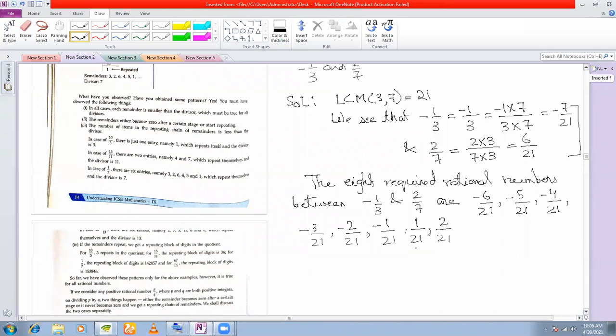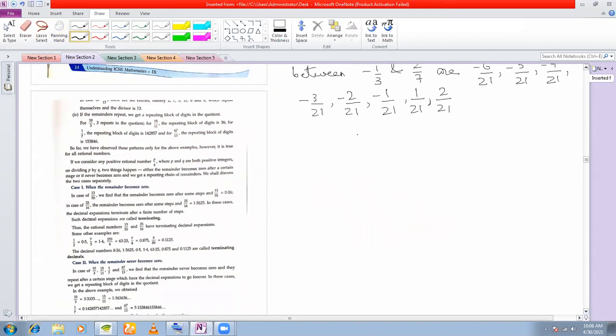This is the kind of problem that you will get from rational numbers. We now move on to the next topic called irrational numbers, which is the more important topic for you. Irrational numbers. Now, what is the definition of irrational numbers? What is the definition of rational numbers? The numbers that can be written in the form P by Q, right? Were rational numbers, where P and Q were integers and Q not equal to 0.